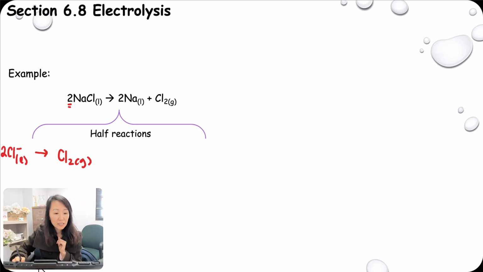Now, the oxidation number for chlorine minus is -1. For chlorine gas, this is 0. So therefore, we need to add 1 electron in order for it to go from -1 to 0 on the right-hand side. So we need to show that one electron has come out. But it's using 2 chlorines. So therefore, I'm going to write 2 electrons plus 2 electrons.